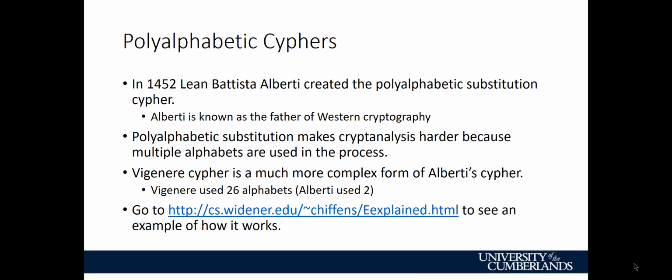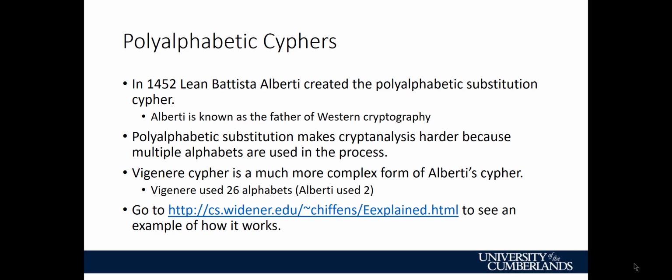There was the Vigenère cipher, a much more complex form of Alberti's cipher. It came next. It used 26 alphabets instead of Alberti's 2, so it made it even more complex. The Vigenère cipher is much more complex because it uses 26 unique and distinct alphabets as opposed to Alberti's 2. Each alphabet is the same except each one is shifted by one letter. So that makes it interesting.